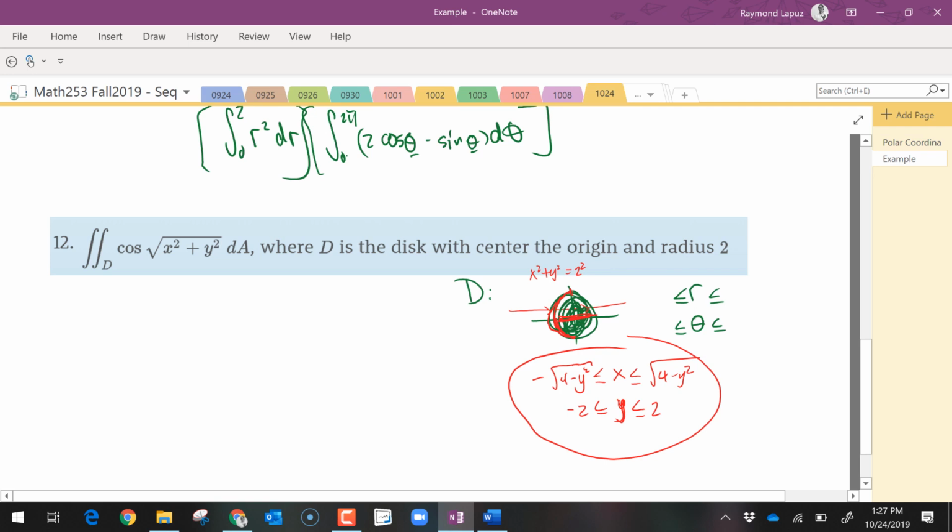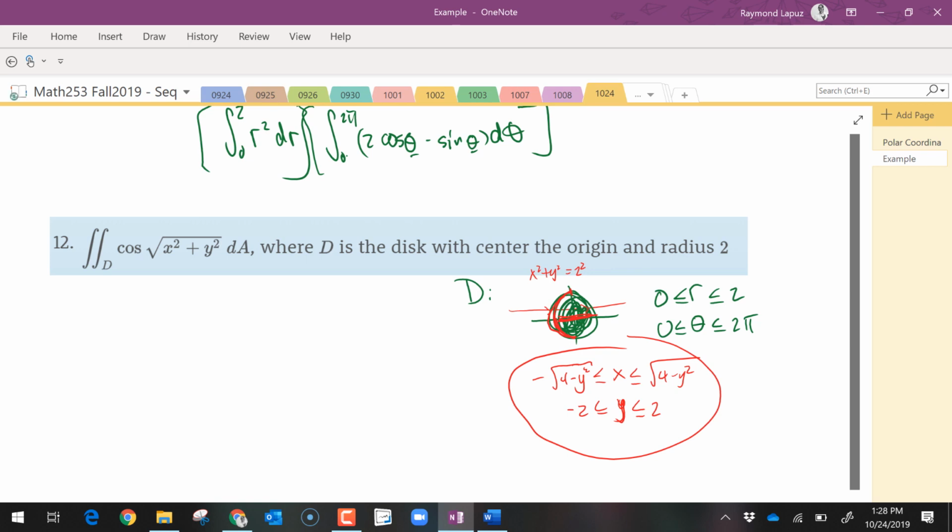Back to the question about r's and thetas. What's my r limit going to be? 0 to 2. And my theta limits? It's the whole disk, so it goes from 0 to 2 pi again. Later on, we'll see more examples where it's not the whole disk.